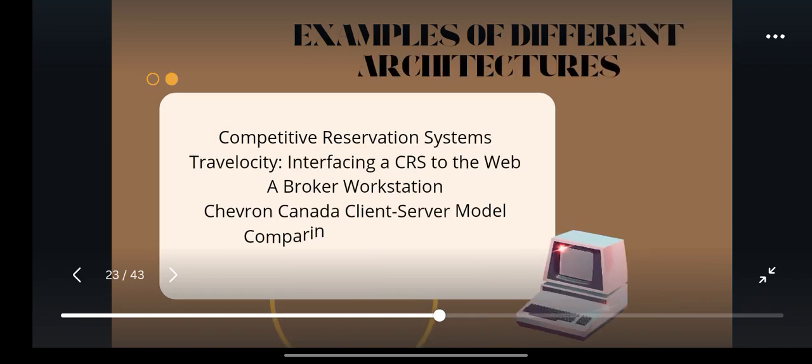So here are some examples of different architectures. Here are the subtopics for this second outline: competitive reservation systems, Travelocity, interfacing a CRS to the web, a broker workstation, Chevron Canada client server model, comparing the applications.